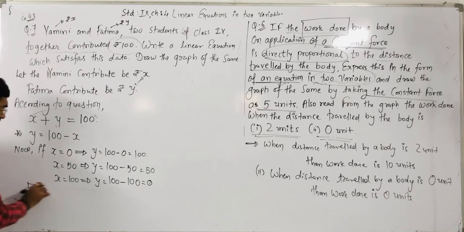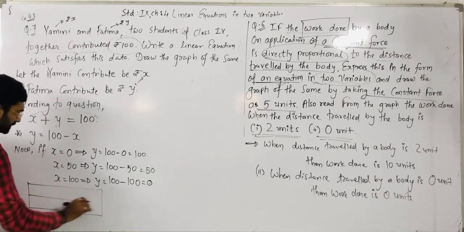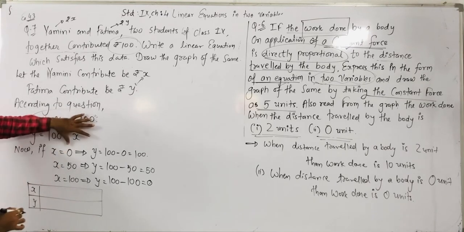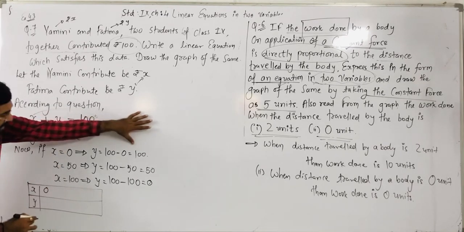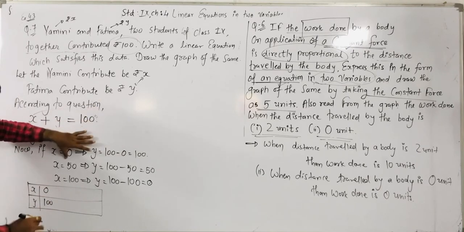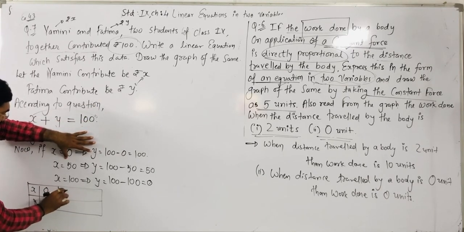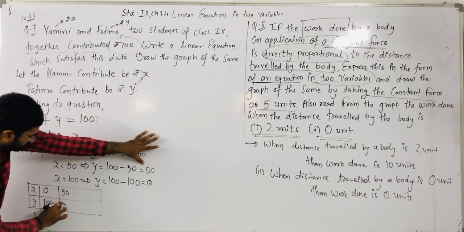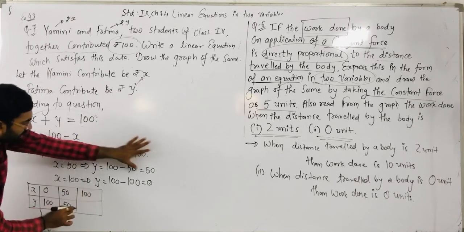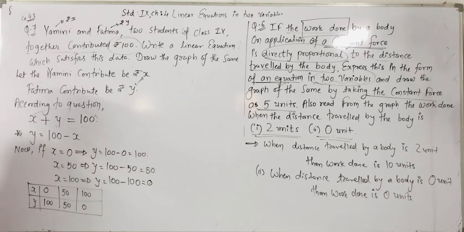So which table do we get? We get the following table. We have to make x coordinate, y coordinate. x coordinate is 0, then y coordinate we get 100. Right? x coordinate is 50, then y coordinate is 50. Right? x coordinate value is 100, then y coordinate value we get as 0.